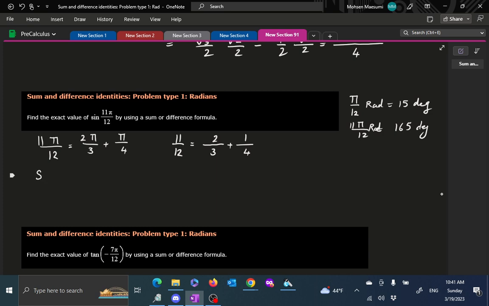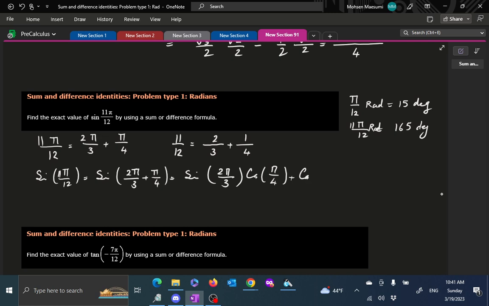So if I want to do sine of 11 pi over 12, it's going to be sine of 2 pi third plus pi fourth. Then I remember the sine formula: sine of first, cosine of second, plus cosine of first, sine of the second.